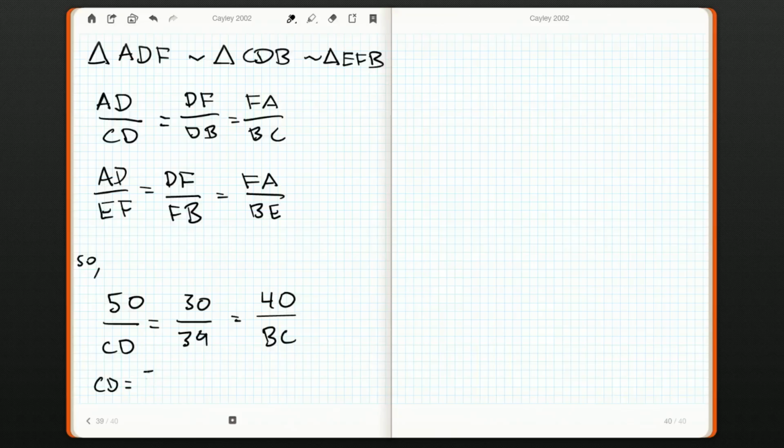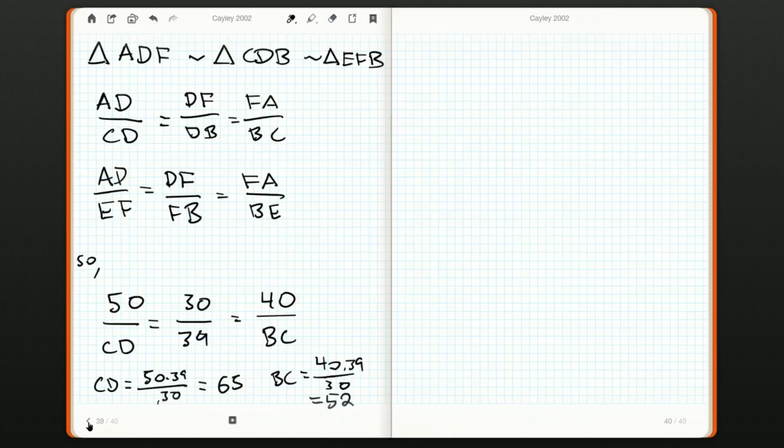So CD is going to be 50 times 39 over 30, just cross multiplying here. And that's going to be 39 times 5 divided by 3. We'll get 65 here. And likewise, BC, if we cross multiply, we'll get 50 over 40 times 39. Or sorry, 40 over 30. Silly me. Over 30, so the 10s will cancel out. We'll have 4 over 3, but 39 has a 3 in it, so it'll be 4 times 13, so that'll be 52.